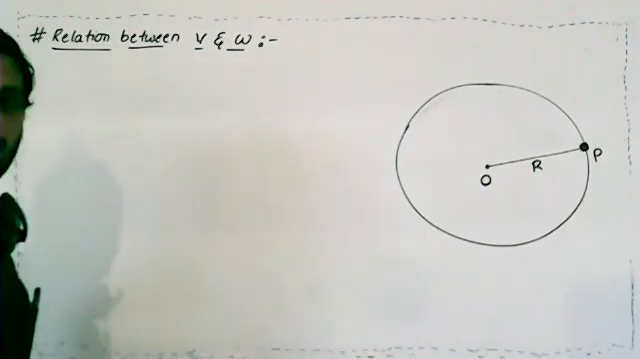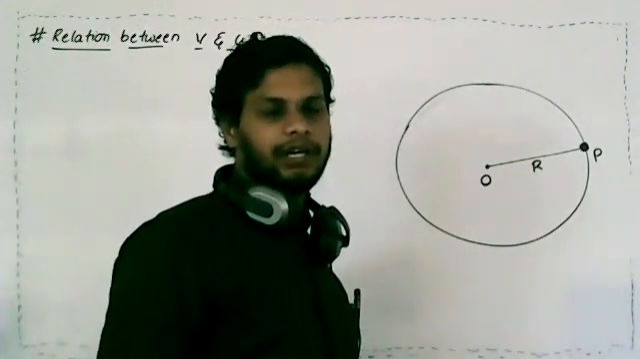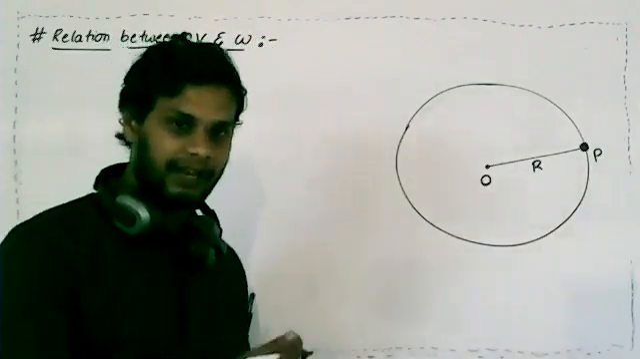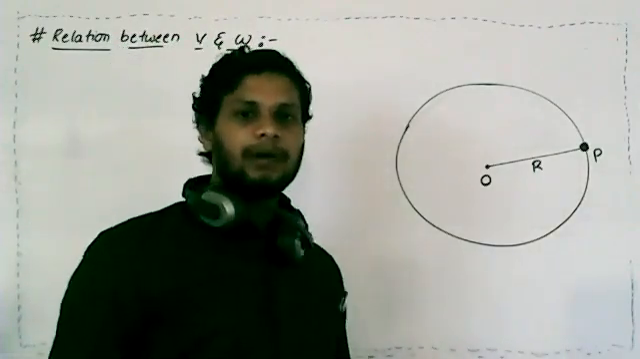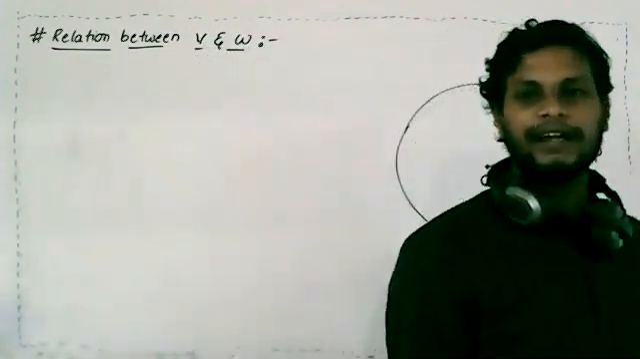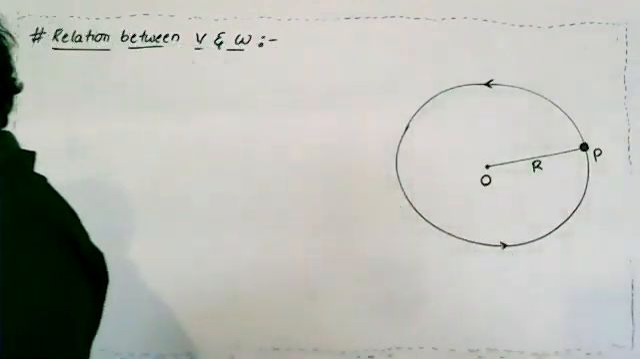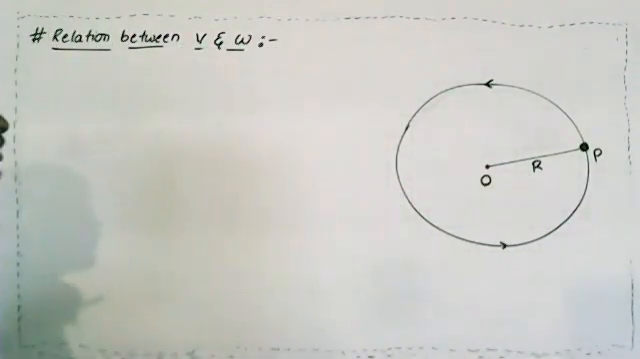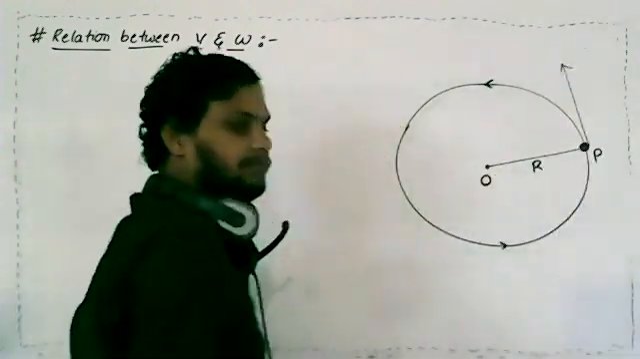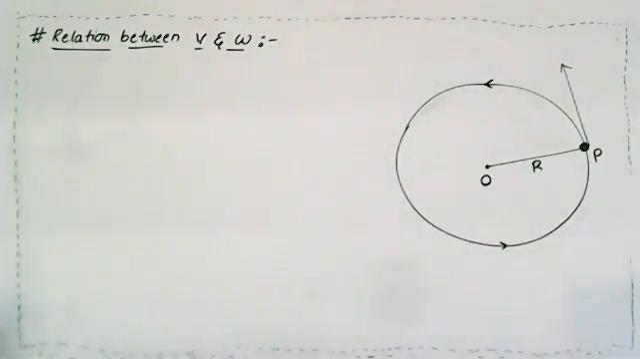At point P, if you draw the tangent, it gives the direction of velocity, as we already discussed in the previous class. Now let us imagine the body is moving in anti-clockwise direction like this. At the point P, I will draw the tangent. The tangent will be in this direction, and the tangent at that point will give the direction of velocity.